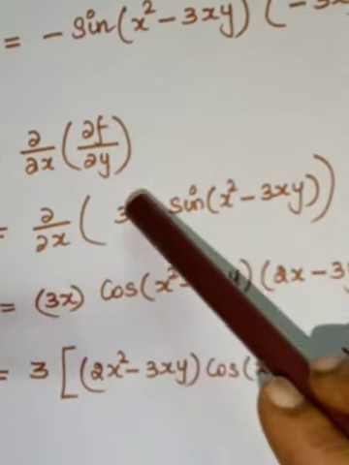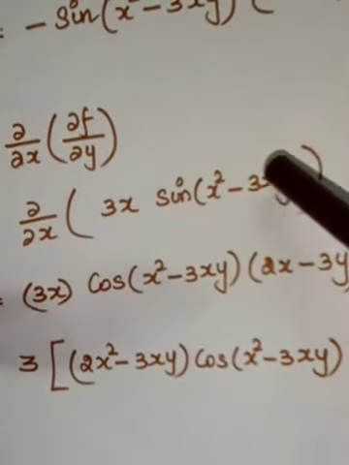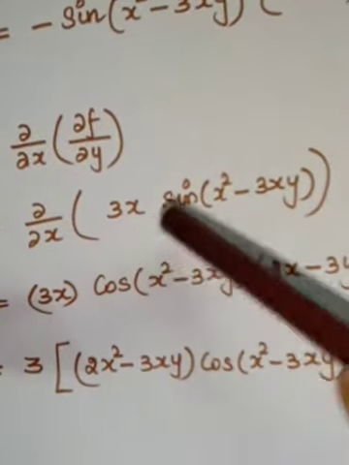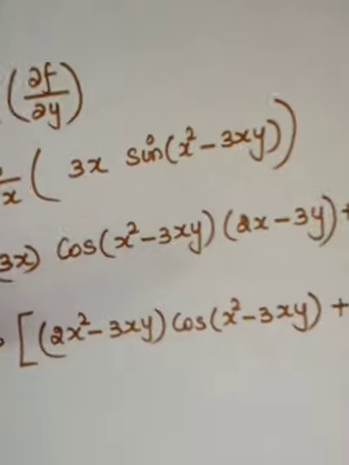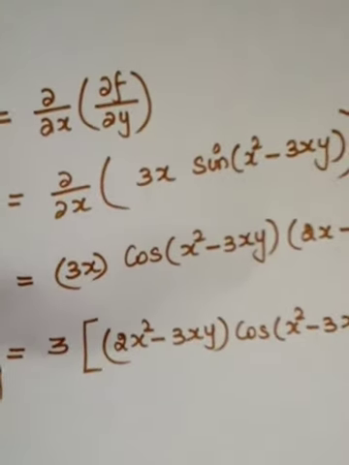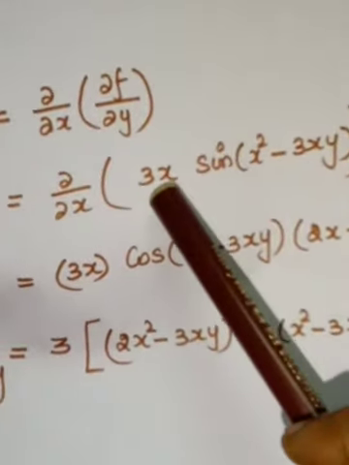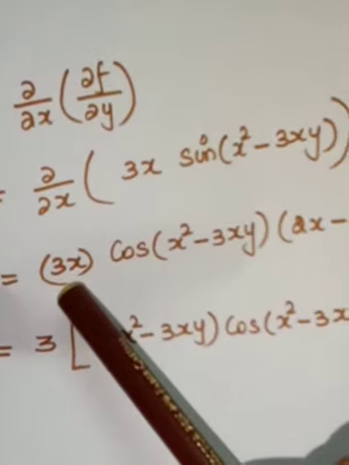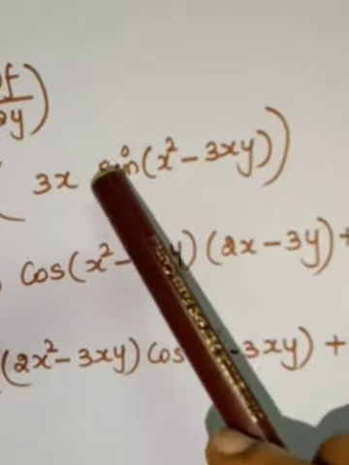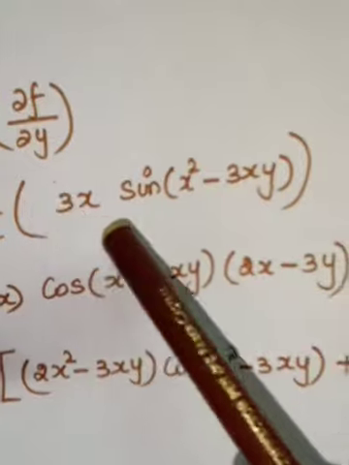Here also you are having x, here also you are having x. So here they are in the product, so you are going to use the product rule. In the product rule, first what will you write? You have to write the u term as it is. And next you have to differentiate sine of x squared minus 3xy.